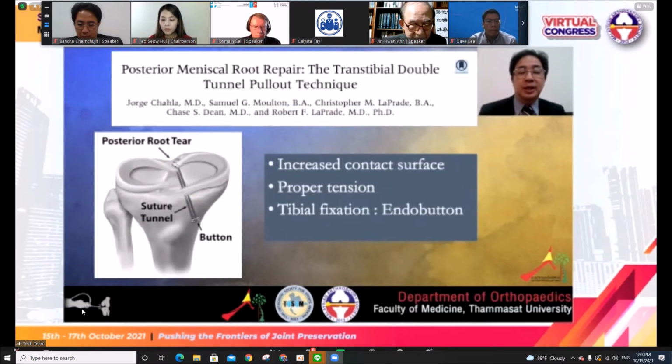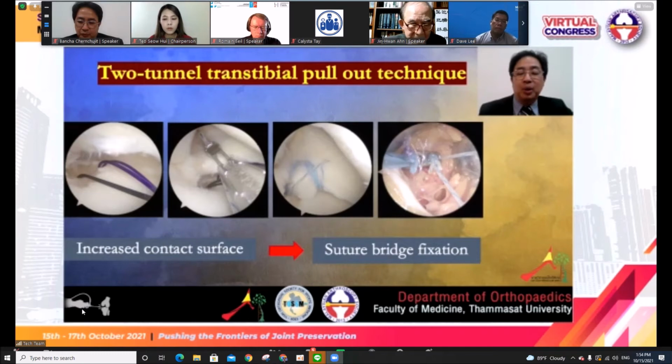In 2016, George proposed the double tunnel pull-out technique. He claimed that this technique may increase the contact surface at the root and improve contact healing. This is my patient with the double tunnel pull-out technique. I did the suture bridge configuration like rotator cuff repair to increase the surface contact healing.